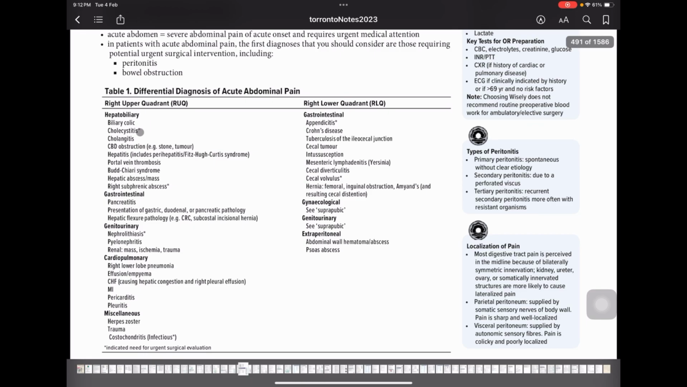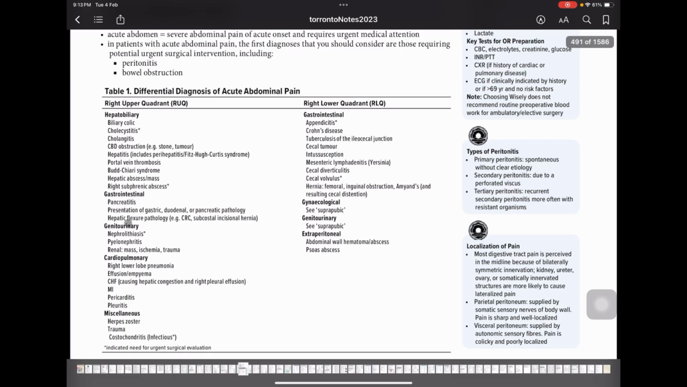For right upper quadrant, I told you before, biliary colic, cholecystitis, cholangitis, CBD obstruction. So you need to differentiate between the three. Cholecystitis is inflammation of the gallbladder. Cholangitis is biliary tract inflammation. CBD obstruction is the stone, cholelithiasis, and tumor. Hepatitis, including perihepatitis, Fitz-Hugh-Curtis syndrome, portal vein thrombosis, Budd-Chiari syndrome, hepatic abscess, mass, right subphrenic abscess.